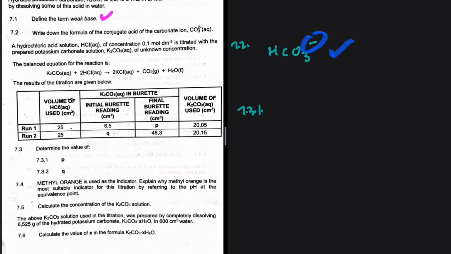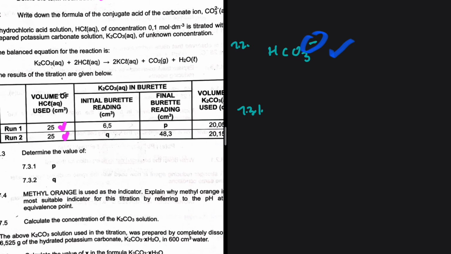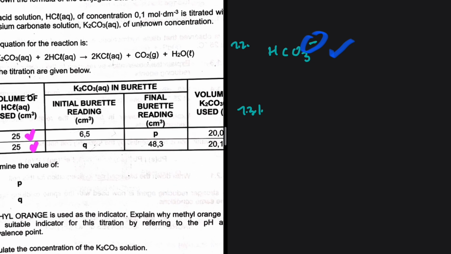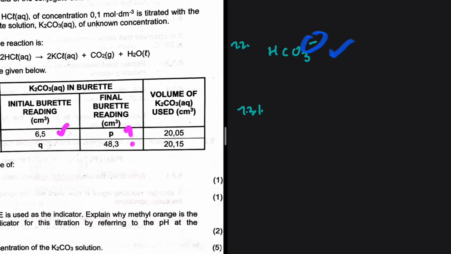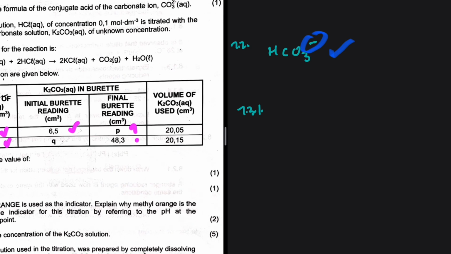We have two runs. In run 1 and 2, the volume of HCl used is the same, 25 centimeters cubed. Then in run 1, where we find P, we are given the initial burette reading of K2CO3, which is 6.5. The final reading of the burette is P, which is unknown, and the volume of K2CO3 used is 20.05. We are looking for the value of P.